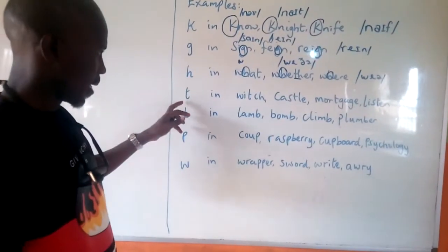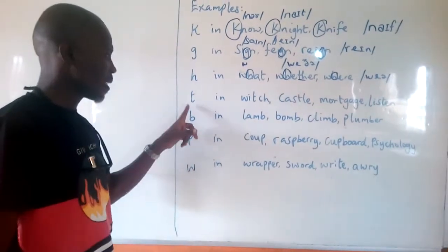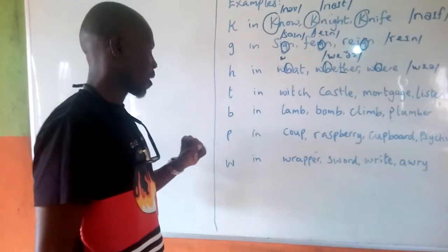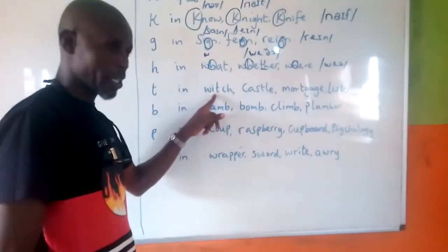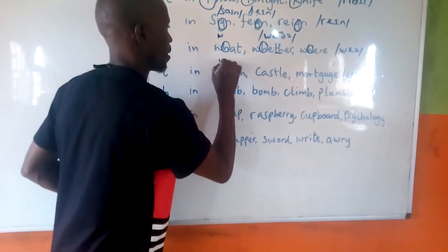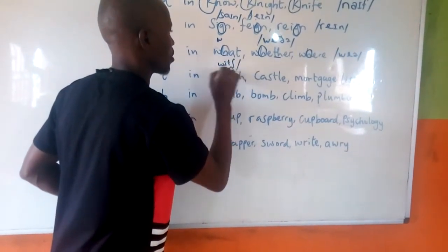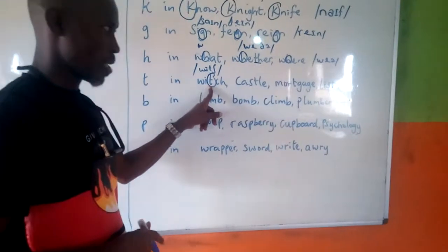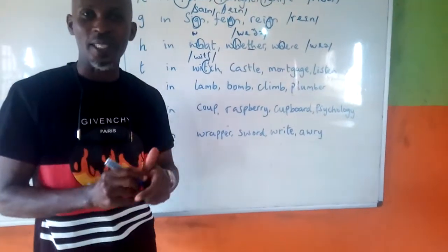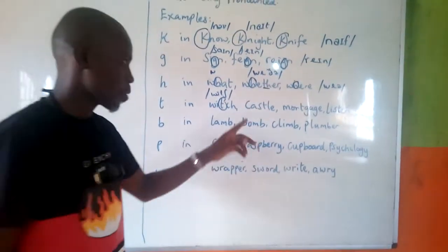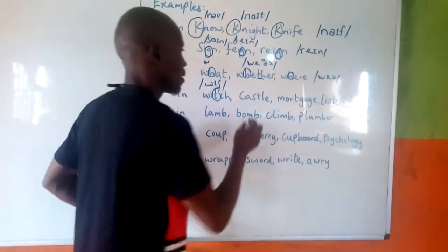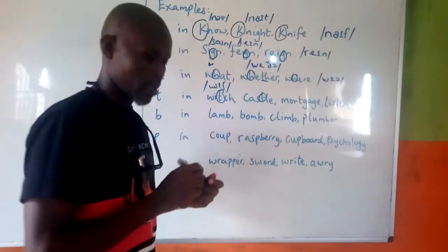Now let's look at the next one, which is the letter T. The letter T is an alveolar sound. Now let's look at the word "which". In "which", the letter T is silent. In "which", you have the transcription. The letter T is silent. Then in "castle", most people will pronounce the T. It is not pronounced that way, but it's pronounced "castle" because the letter T is silent.